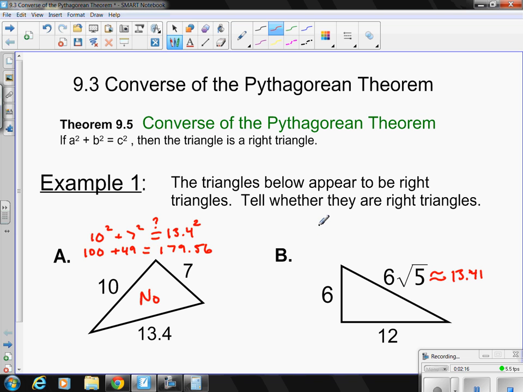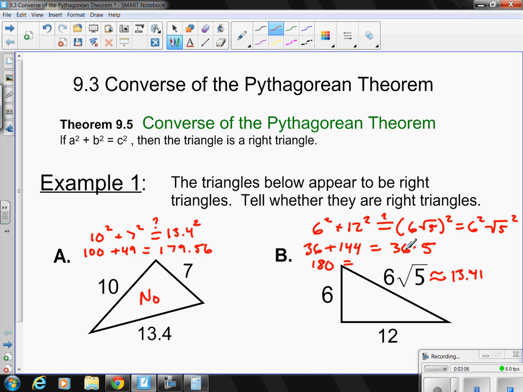So this is our potential hypotenuse. It's our longest side. So once again, we're going to take 6 squared plus 12 squared. Does that equal 6 times the square root of 5 squared? Notice this whole thing is being squared. 6 squared is 36. 12 squared is 144. And 6 times the square root of 5 squared is the same thing as 6 squared times the square root of 5 squared. 6 squared is 36. Square root of 5 squared is 5. Square and square root undo each other. Well, 36 plus 144, that's going to be 180. And 36 times 5, 5 times 30 is 150, plus another 6 times 5, 30, 150 and 30 make 180. So yes, this would be a right triangle.